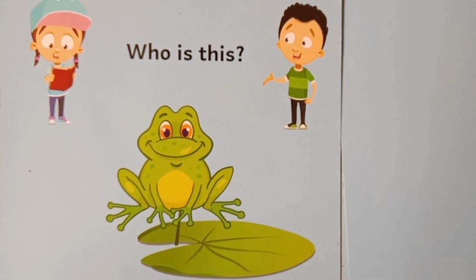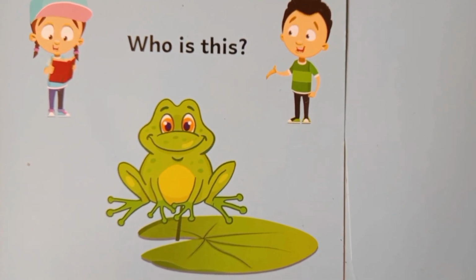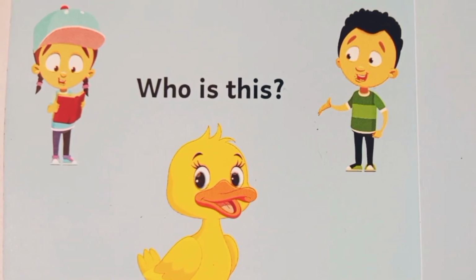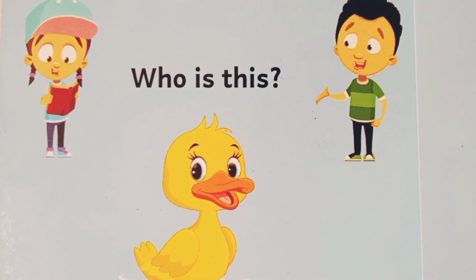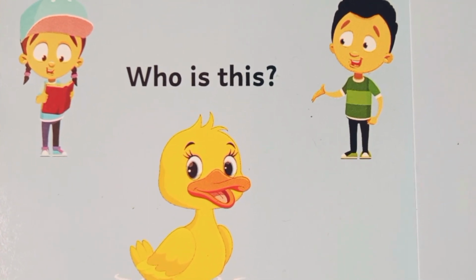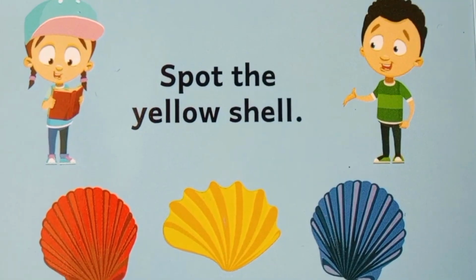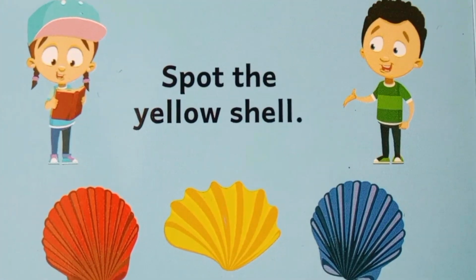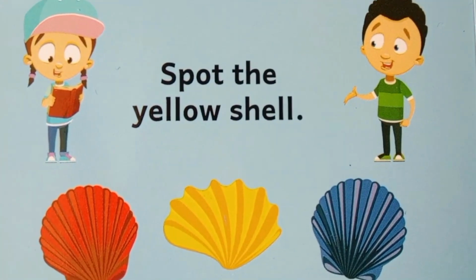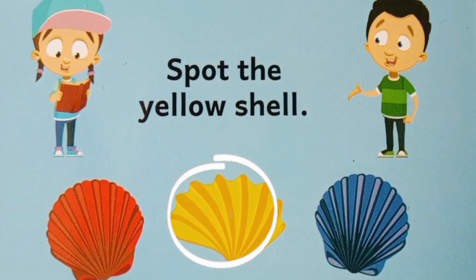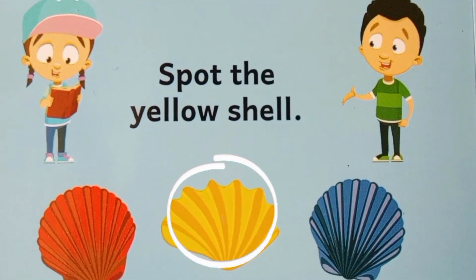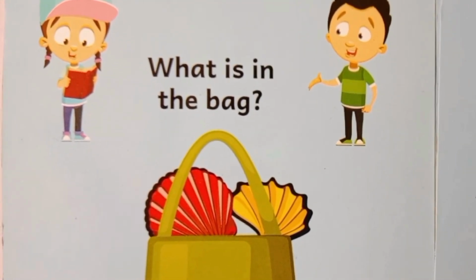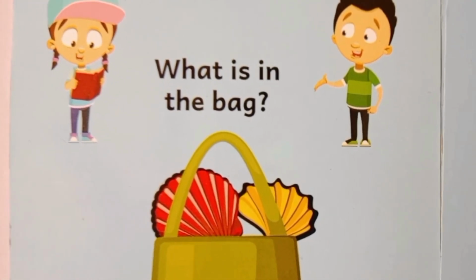Who is this? This is the friend, the frog. Who is this? This is a knack, the duck. Spot the yellow shell. Like this, we spot the yellow shell. What is in the bag? Red and yellow shell.